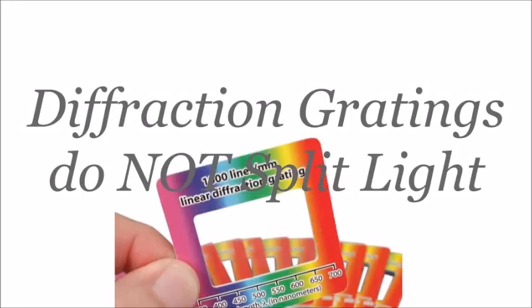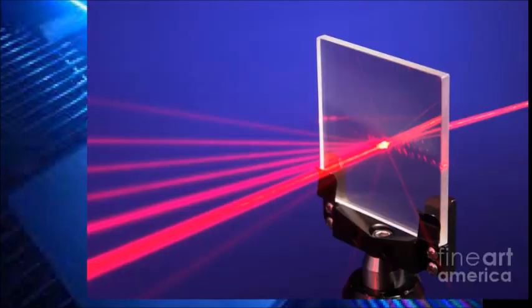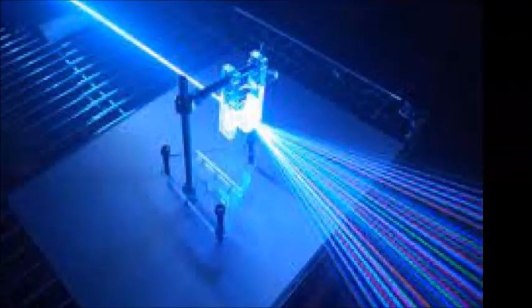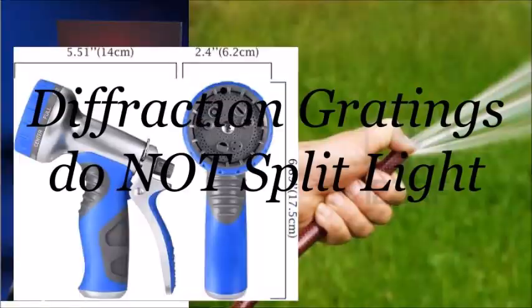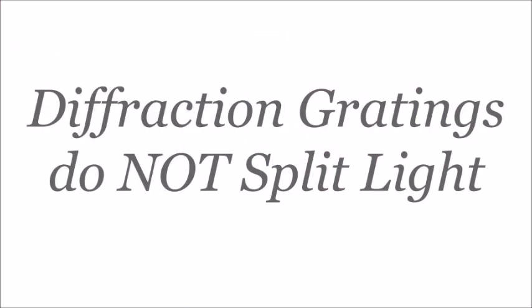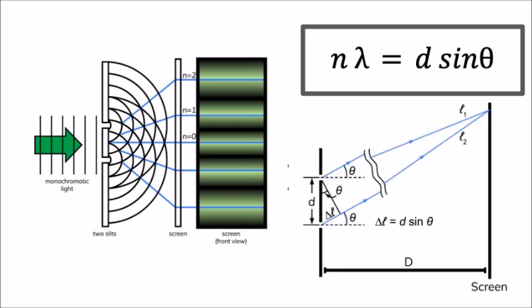Diffraction gratings do not split light. Even though it sometimes looks like they do, a laser broken into multiple beams, like water sprayed in many directions by a fancy nozzle. That's not what a diffraction grating is. They do not split light. You've seen the diagram, used the equation, and heard about interference.